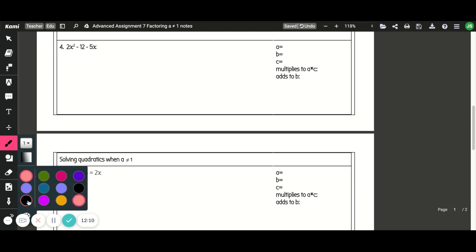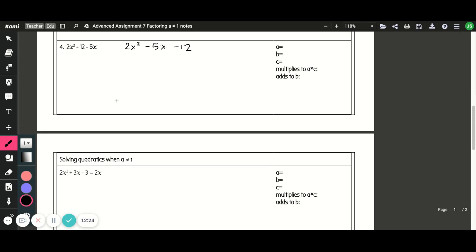One thing to notice is that this one is not in standard form yet. So you need to rearrange it before you can identify A, B, and C. So I'm going to write it as 2x squared minus 5x minus 12. Okay, so my A is 2. My B is negative 5. And my C is negative 12.